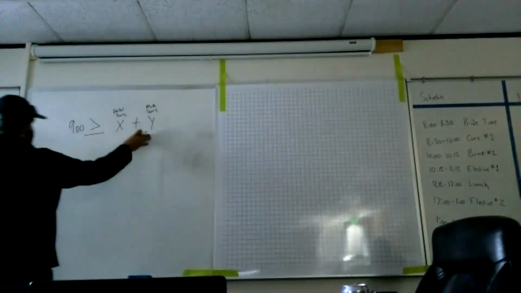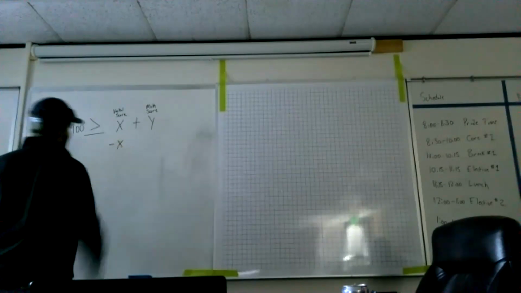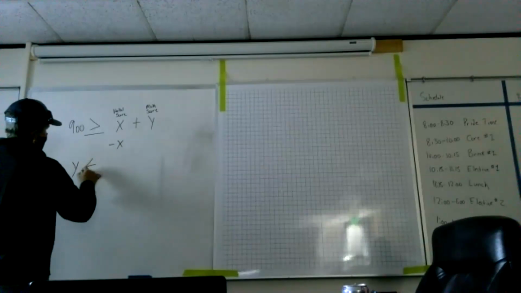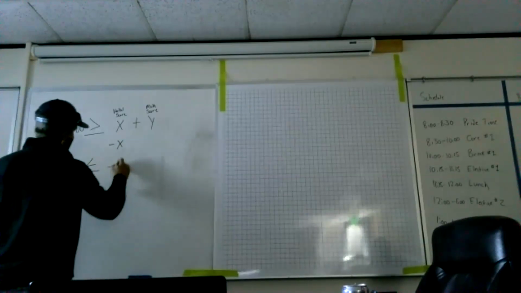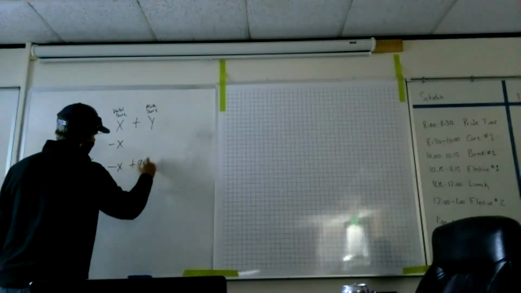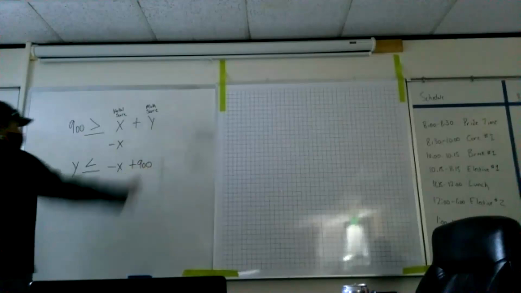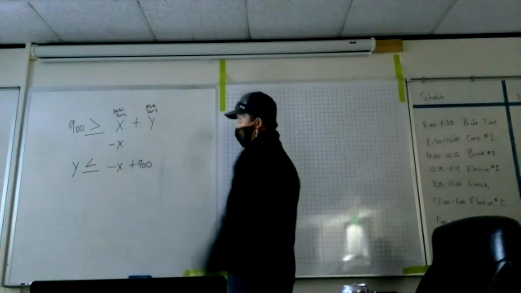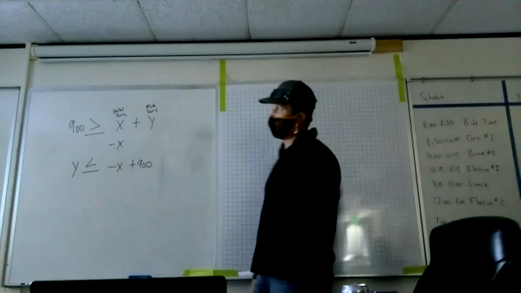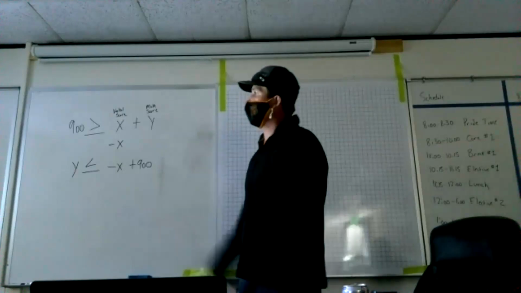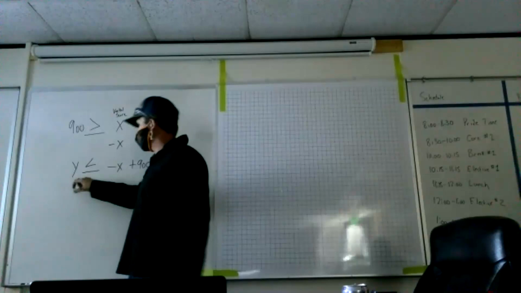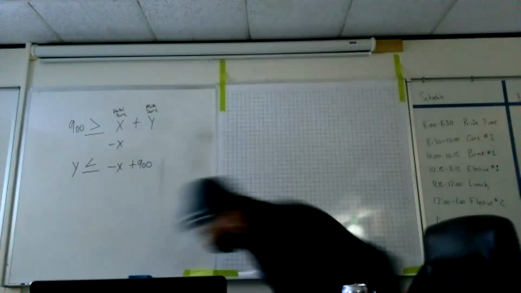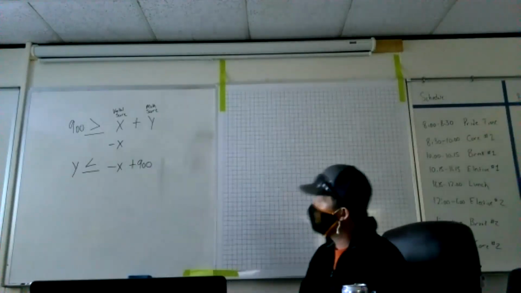To isolate the Y value, I would subtract X from both sides. If I rewrite my inequality, I have Y is less than or equal to negative X plus 900. So 900 would be my Y-intercept, and negative X is my slope. As I go 1 unit to the right, I need to go 1 unit down. My graph should be decreasing as I go left to right. And since it's Y less than, I'm going to be shading the underneath portion of this graph.